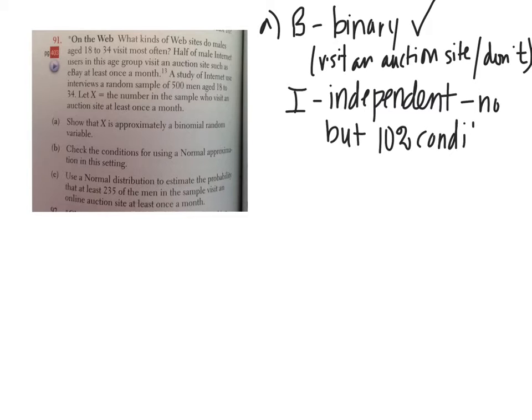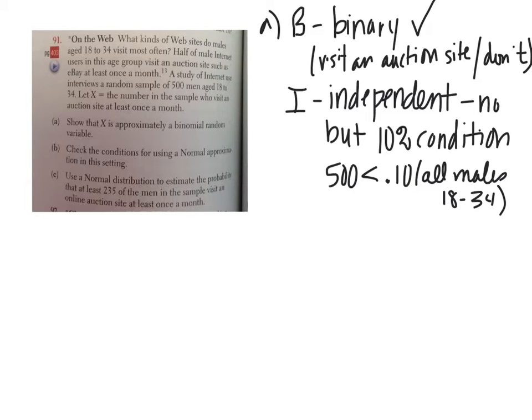And so what you would need to show work-wise is 500, that was the sample size. 500 is definitely less than 10% of all males that are 18 to 34. I don't have to have the population of males that are 18 to 34, but I know for sure there's more than 5,000 of them. So this works to say that 500 is less than 10% of all males. N is that the number of trials is fixed, which in this case it is, it's 500. S is that the probability of success stays the same every time.